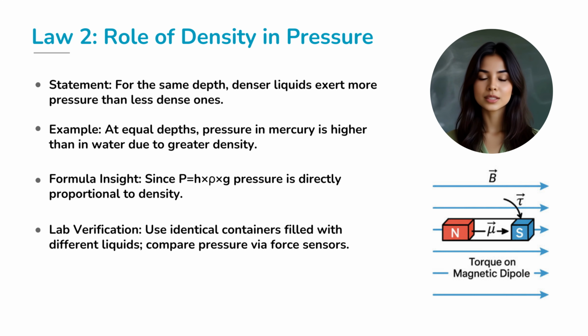That's why instruments that measure pressure, like barometers and manometers, use mercury. Even a small column can exert high pressure. In the visual here, we compare the pressure at the same depth for water, oil, and mercury, with mercury showing the highest force. So next time you hear about heavy liquids, remember, density means pressure.